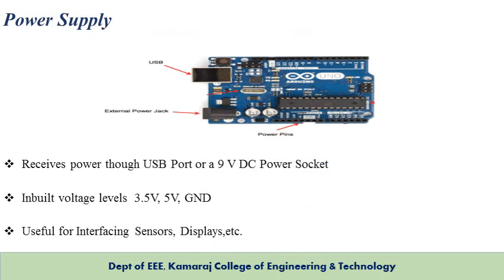Power supply in Arduino development board. The Arduino development board receives its power through a USB port or a 9-volt DC power socket. The power received is further converted to various voltage levels like 3.5 volt, 5 volt, and ground. The various power supplies would be helpful while interfacing the boards with sensors, displays etc.